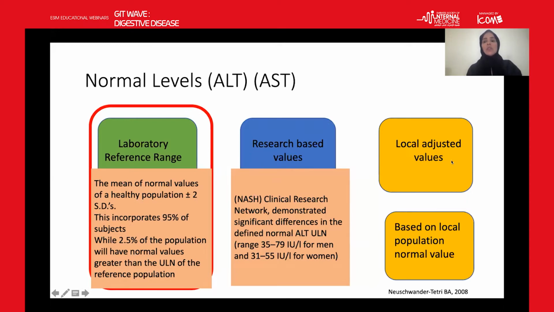And there is also the local adjusted value, which differs from country to country and city to city, where depending on the population ethnicity in that area, the lab value can change. Like in the US, if an area has more Caucasians, the reference range is different from another area, which has more Asians, and different from the one which has more African Americans.